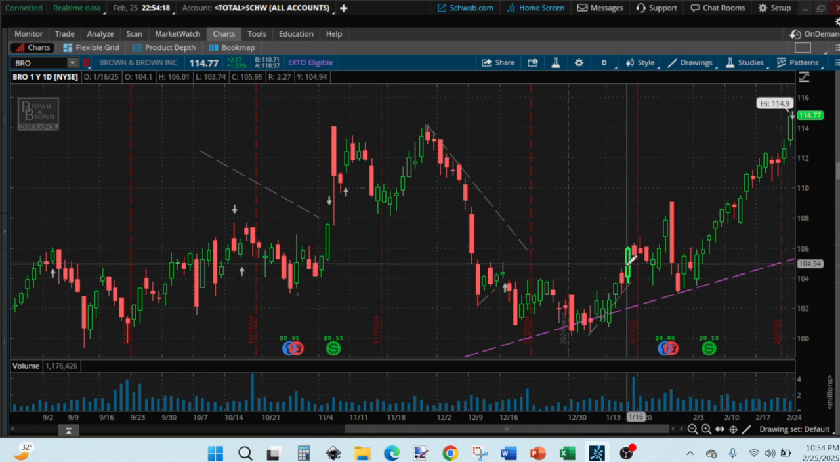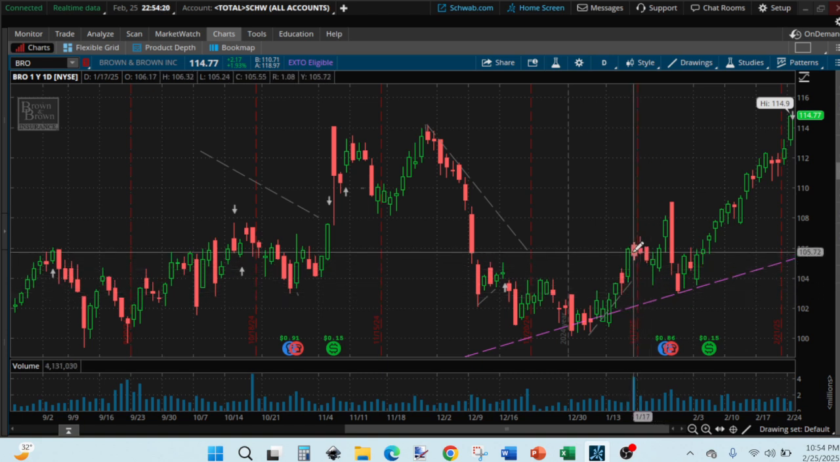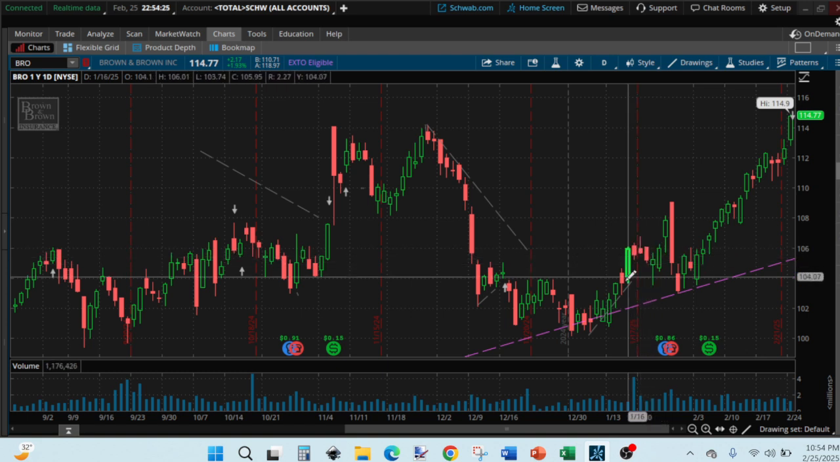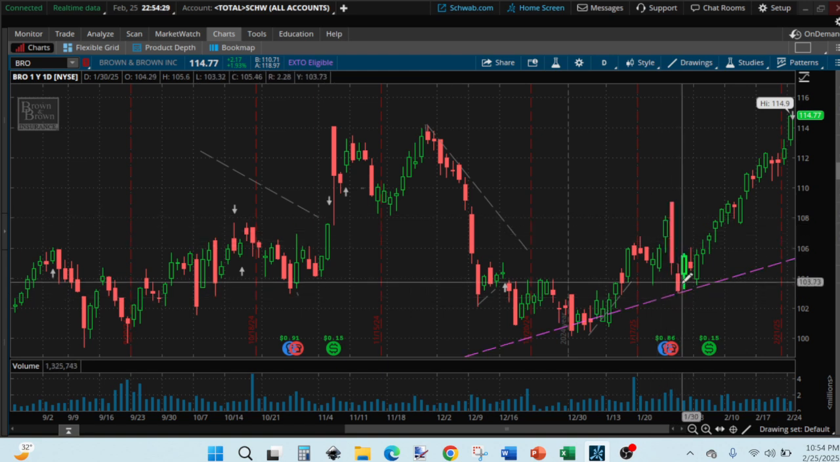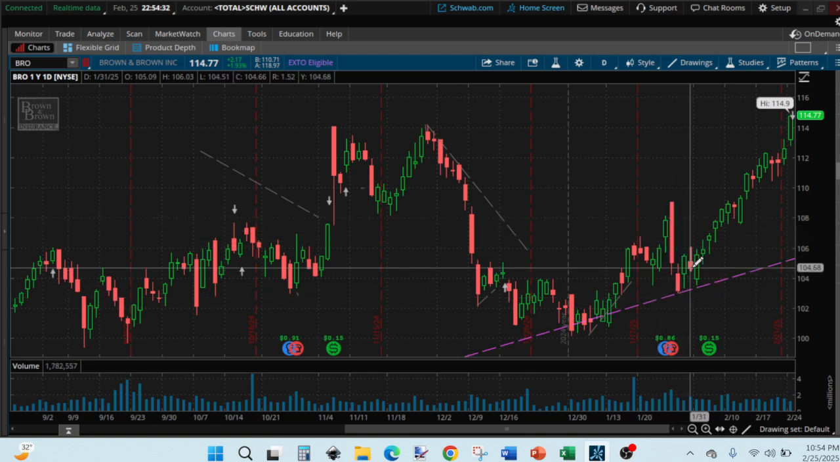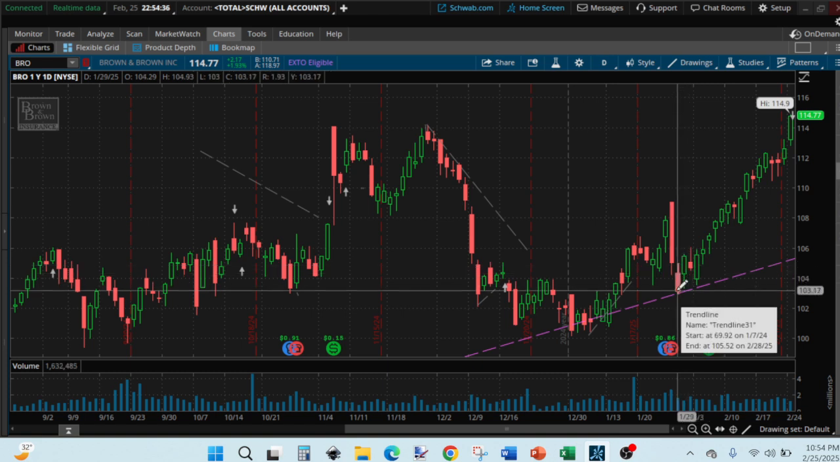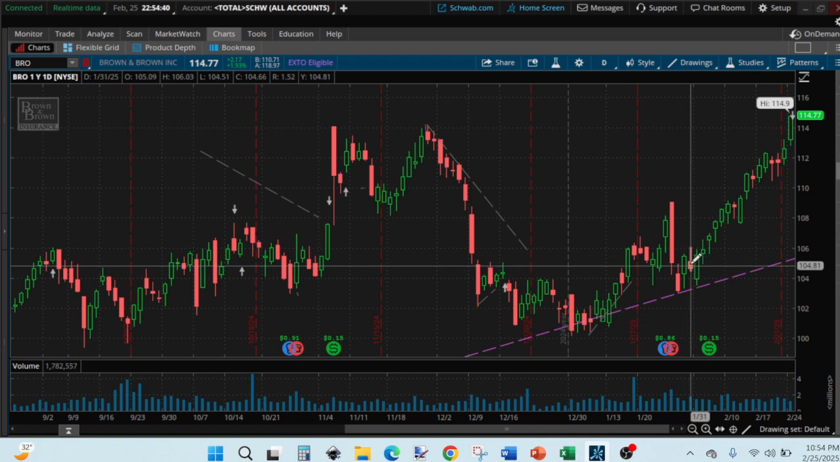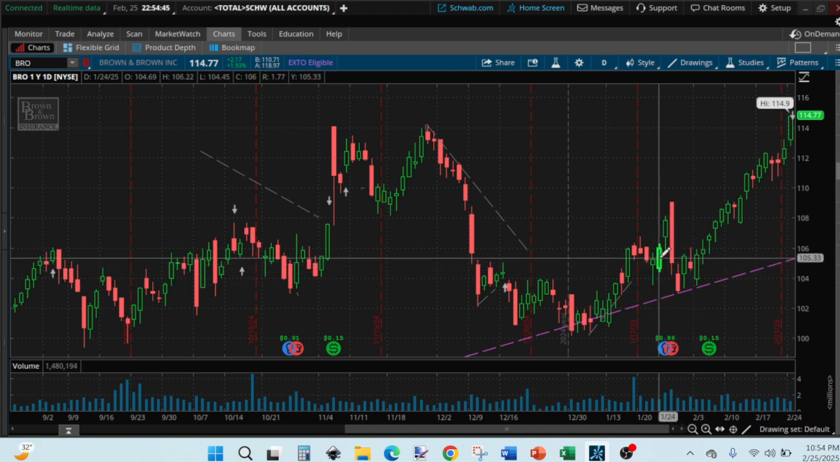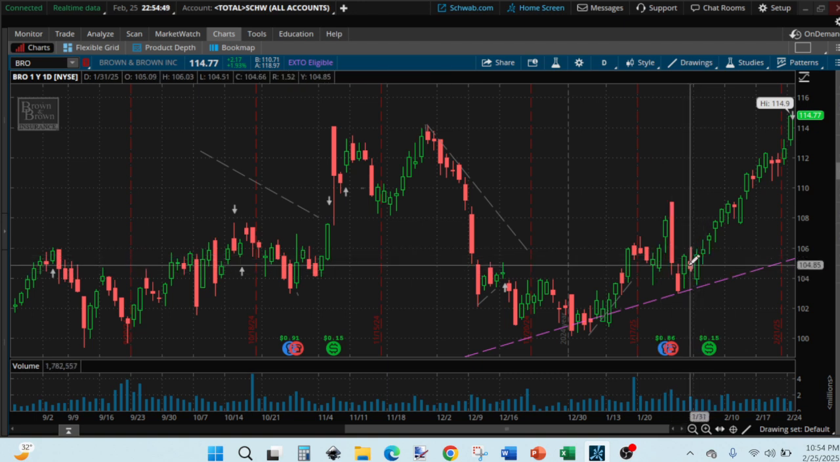So this could be an entry point after a pullback, because this low was higher than this one, which is higher than this one. So the trend line continues, and then it pulls back again and starts going up. So this could be an entry point because this low is higher than this one. So like this day or this one: the first or the second green bar after a pullback.